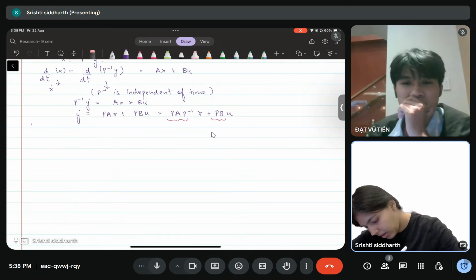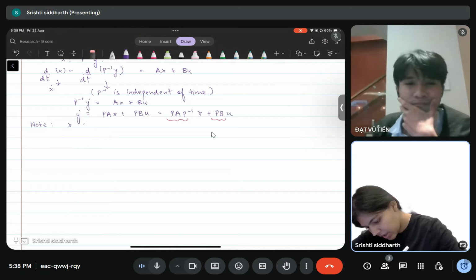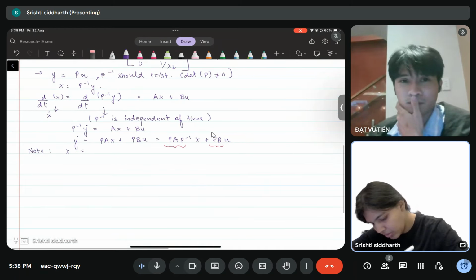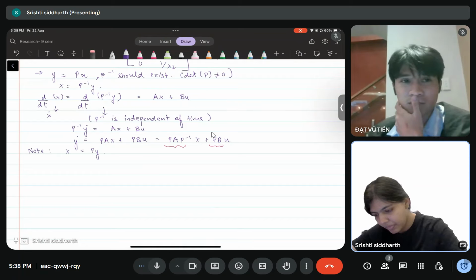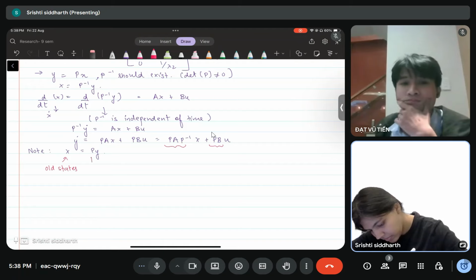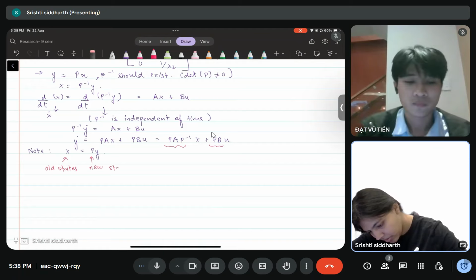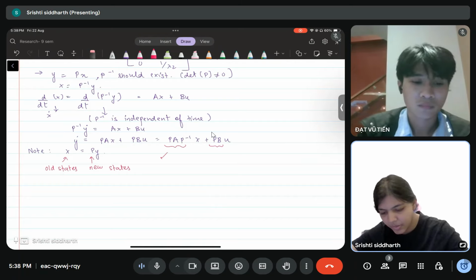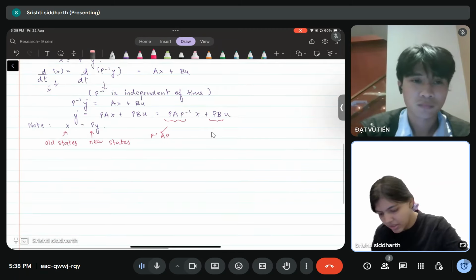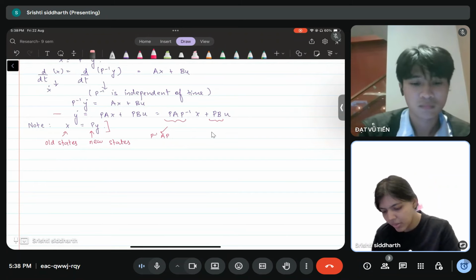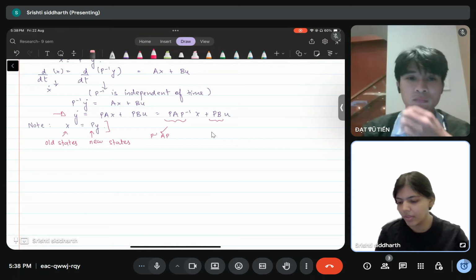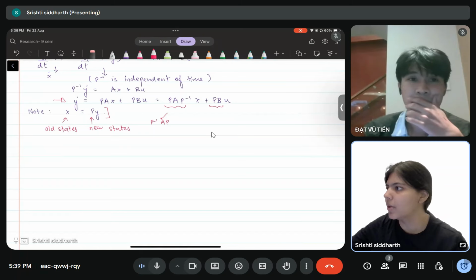Just note that instead of this one, usually we use x equals Py. These are the old states, and these ones are new. So in this case, the new matrix would be P inverse AP. Once you fix the transformation, you need to rederive this equation so you're sure whether the new matrix is PAP inverse or P inverse AP. That's always a source of confusion, so just note this.